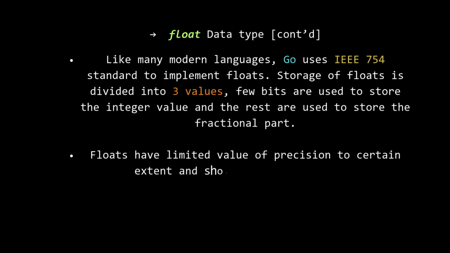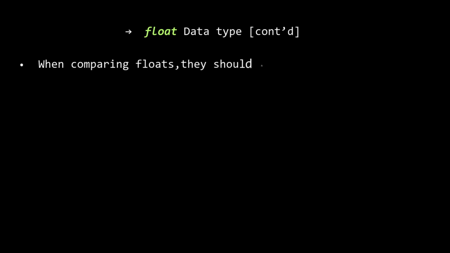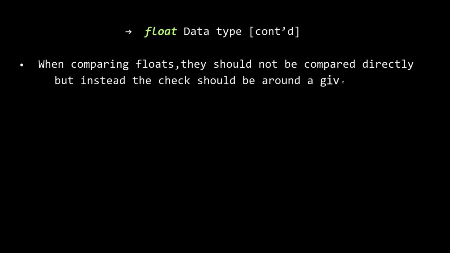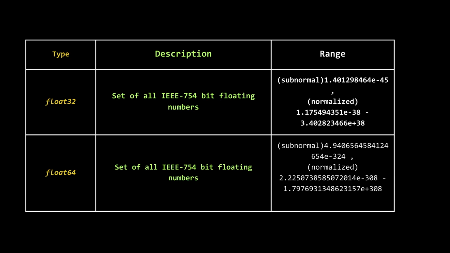Floats have limited precision to a certain extent and should be used carefully. When comparing floats, they should not be compared directly, but instead, the check should be around the difference between a given range, more like a delta. We have this table that shows a brief summary of the type, the description, and the range of values for the float32 and the float64. This table shows the range.